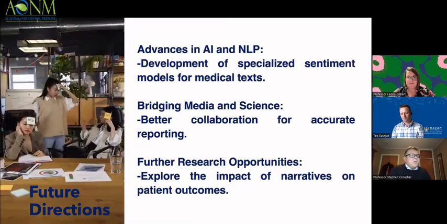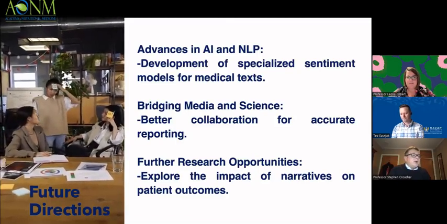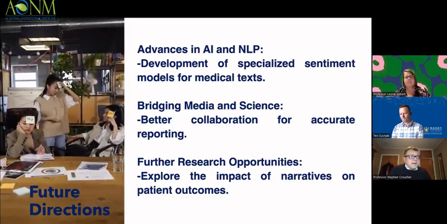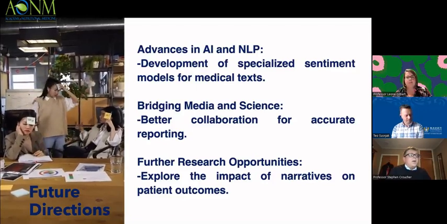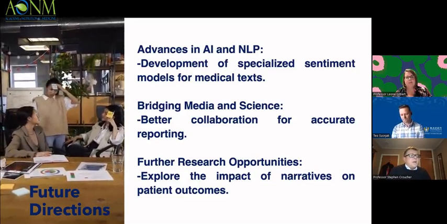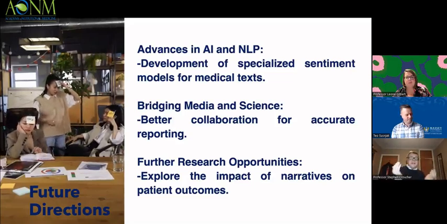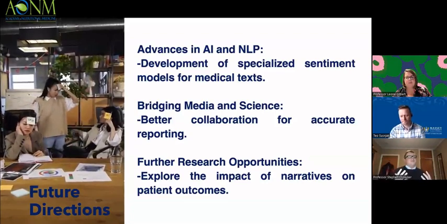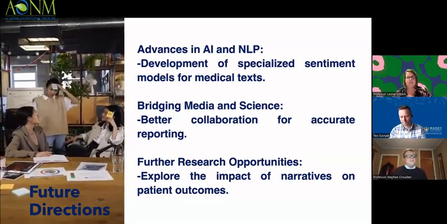What we will see as well when it comes to media and science is we do need better bridging. We need to have better collaboration for more accurate reporting. And we've seen examples of this. I keep going back to COVID, but we did see some cases where media outlets were working with the scientific community to talk about the impact of COVID on the community. We did see some really good examples of that. So we need more of that when it comes to medical and scientific issues that are affecting our community.